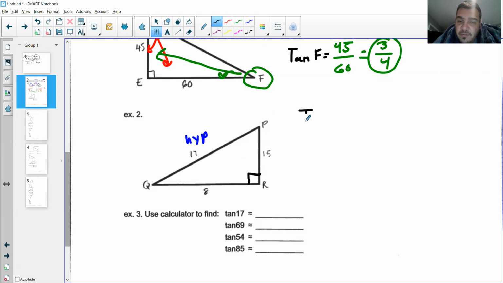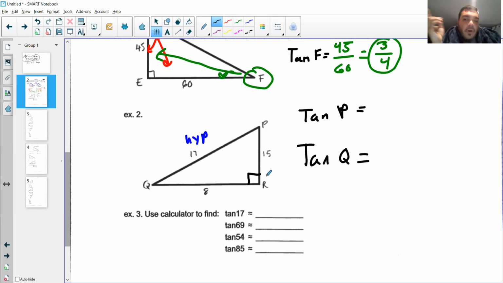So in this question, let's find tan of P and tan of Q. Side note, you never find the tan or any trig function for the right angle. You never do the tan of the right angle. So it's always the one or the other angle. If you ever see that you're going to tan R, you know you're making a mistake. And you will have an awkward situation because your opposite would also be your hypotenuse, which would be weird.